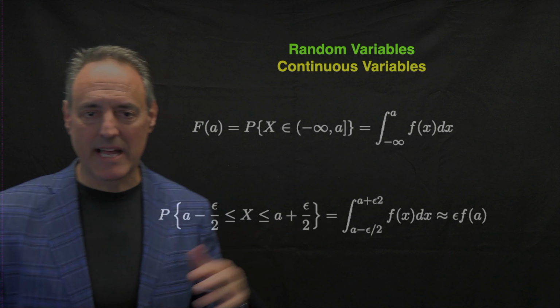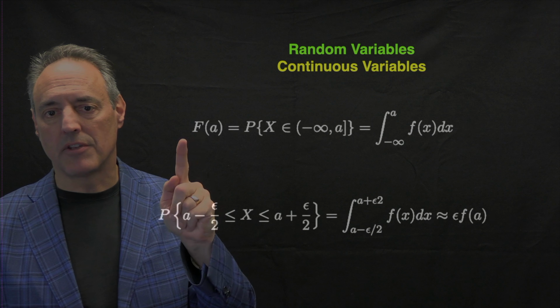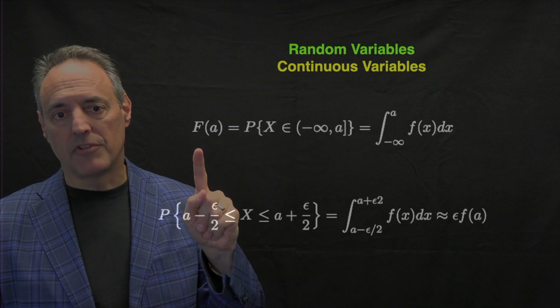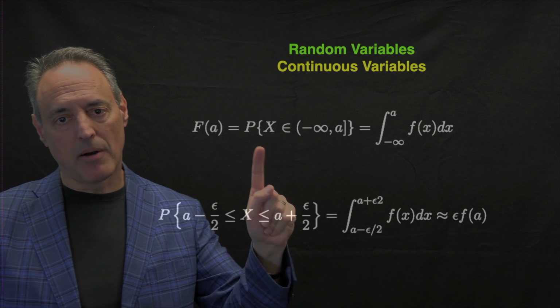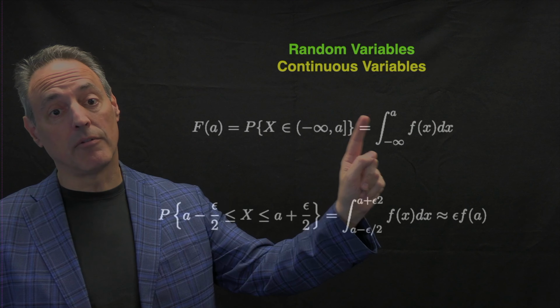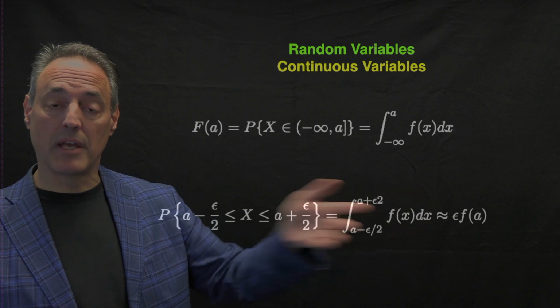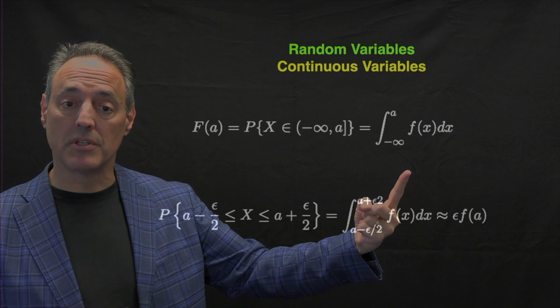And so we can fix that a little bit by defining here in our continuous variables, we say that the cumulative distribution is essentially the probability distribution from negative infinity to a. In other words, you integrate up to the value of a. So this F of a tells you I'm integrating from negative infinity all the way up to the current value. That's what this does.